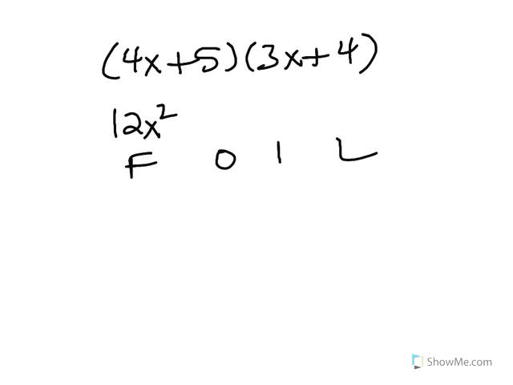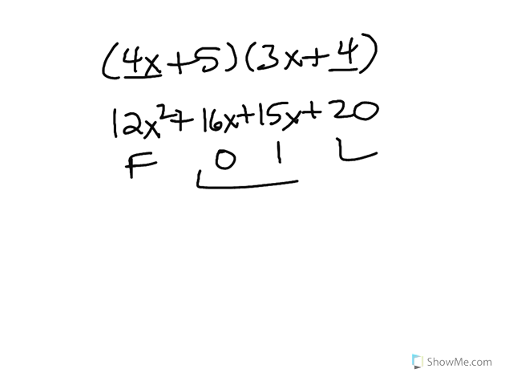The outside terms are 4x and 4. 4x times 4 is 16x. The inside terms are 5 and 3x. 5 times 3x is 15x. And then the last terms in each binomial are 5 and 4. 5 times 4 is 20. Everything here is positive, so there's no need for any subtraction signs.